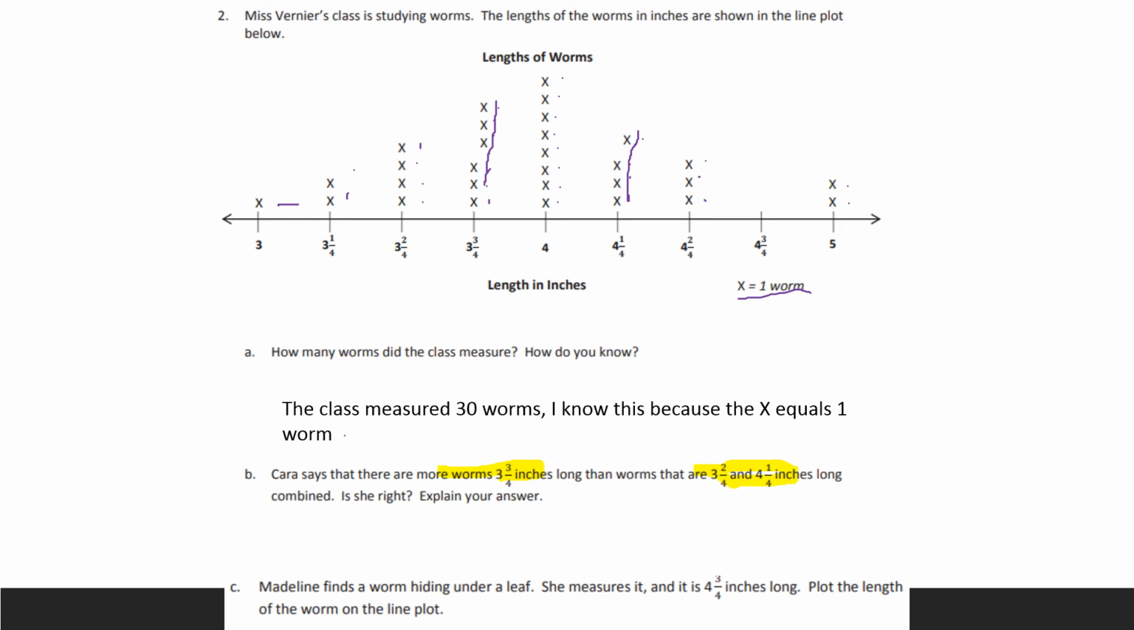than 3 2/4 and 3 1/4 inches long combined. You're going to tell me if she's right and tell me why for B. And then for C, Madeline finds a worm hiding under a leaf. She measures it, and it measures 4 3/4 inches long. Plot the worm on the line. So you're just going to figure out where Madeline's new worm would go.